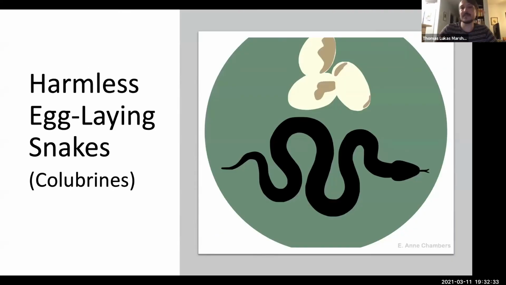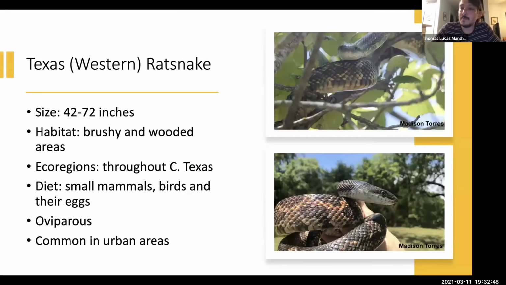The next group of snakes is a fairly large group. This is a group called the colubrines. It consists here in Central Texas of harmless, non-venomous egg-laying snakes. So all of these snakes are oviparous. And probably the most common large snake of this group in urban areas here in Central Texas is the Texas, or also called the Western rat snake.